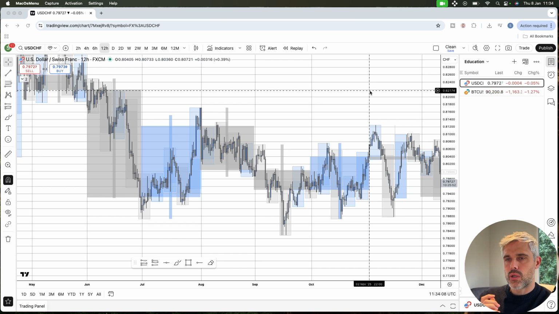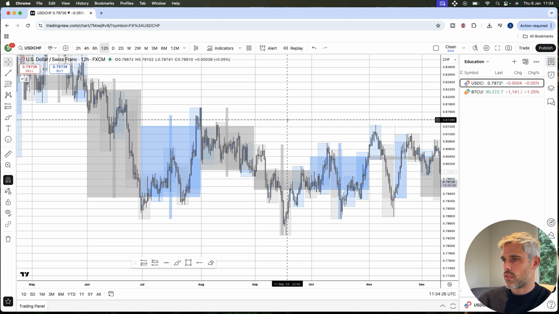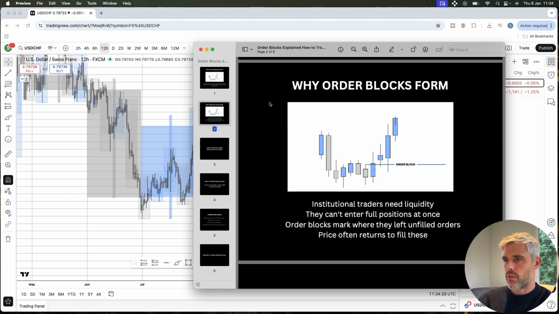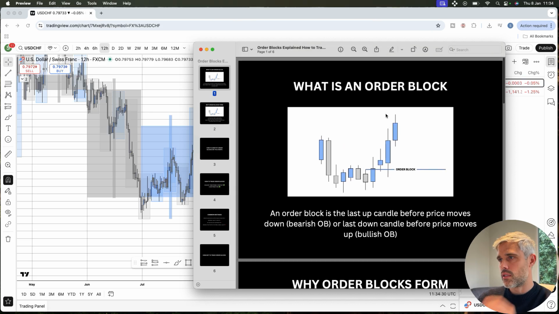Hey guys, so today we're talking about order blocks, and I want to give you a very good sense of when to use order blocks, what order blocks are, and how to incorporate them into your trading so that you can take higher probability trades and improve your overall trading strategy. So let's start with just some theory, as always.